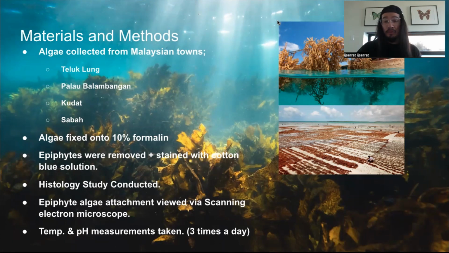The next step was preparing for histological analysis. This entails that the algae was fixed in a solution called glutaraldehyde and also dehydrated in ethanol. Samples were also cleared with xylene and infiltrated with paraffin. All of this was done for the preparation of viewing under a scanning electron microscope. On top of this, temperature and salinity were also taken three times a day from each respective site.